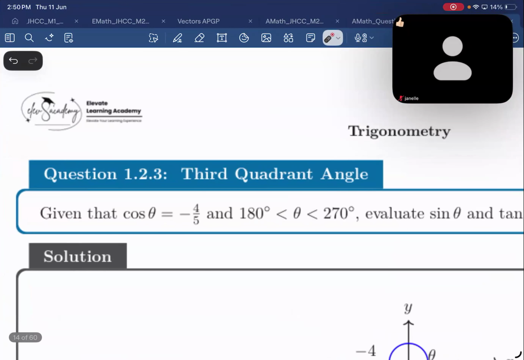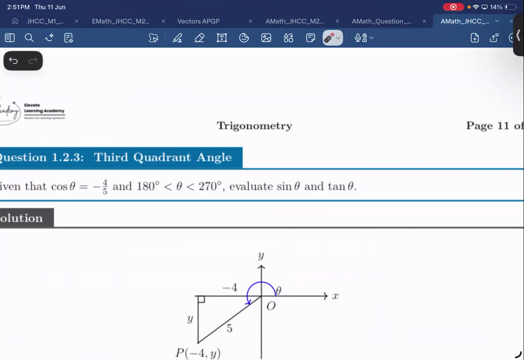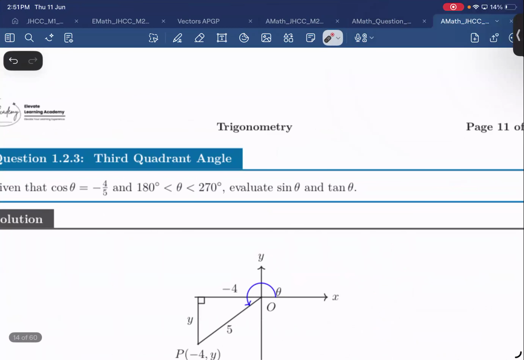Okay, so for this one, we can consider two methods again. The angle should look something like this. It's fine if you draw it, and it's fine if you don't. So let's first consider the reference angle method.